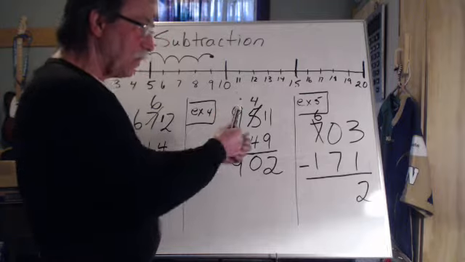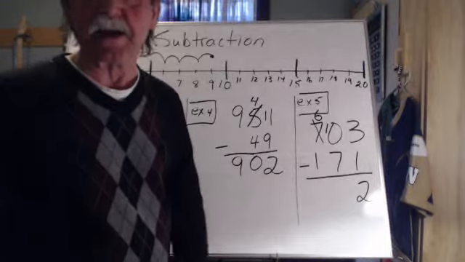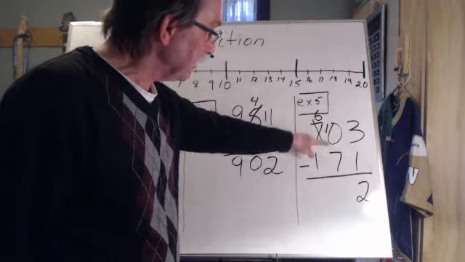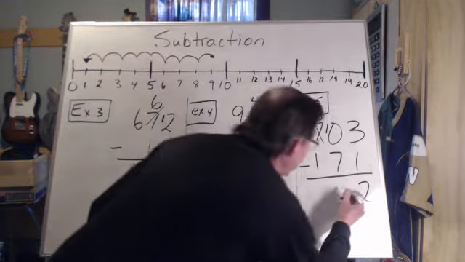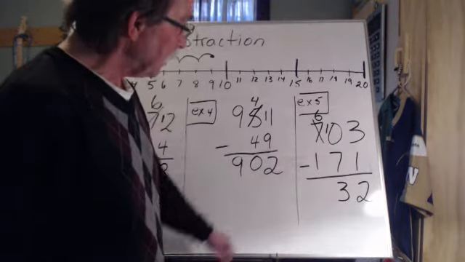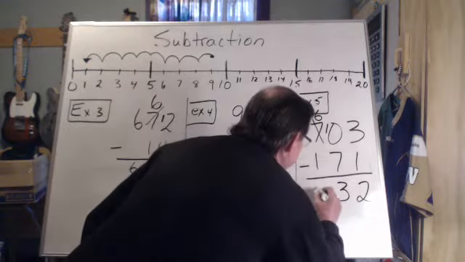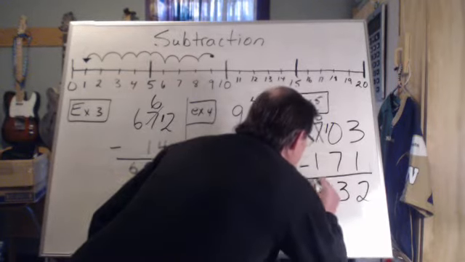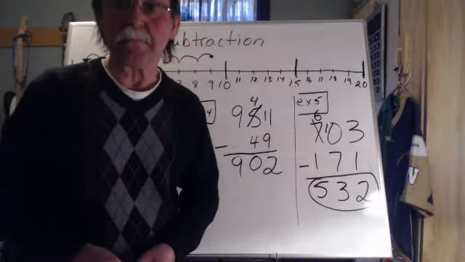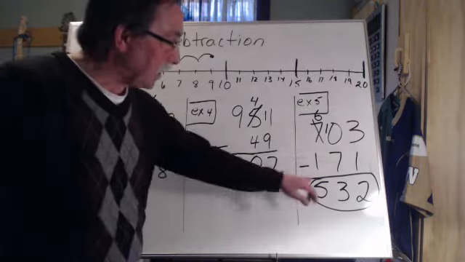And we're going to take that 1 that we borrowed and put it in front of the 0, and that is going to make it a 10. So now we can do it. 10 minus 7 is 3. And to finish off, 6 minus 1 is 5. Okay, there we are. 703 minus 171 is equal to 532.